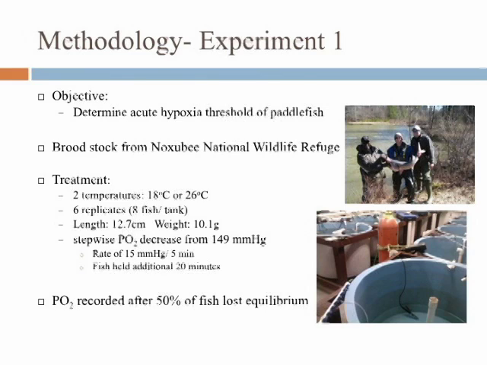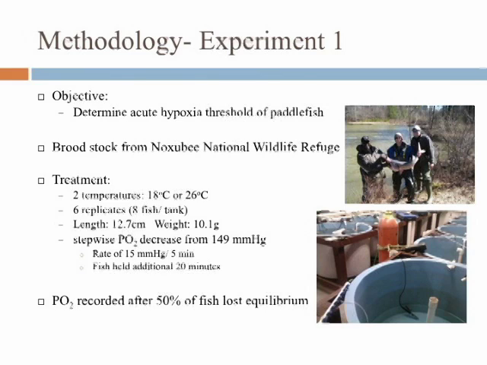We got brood fish, as I said, from the Noxubee National Wildlife Refuge in Mississippi. We had 2 treatment temperatures, 18 degrees Celsius and 26 degrees Celsius. Basically, this is the temperature range for the refuge. We had 6 replicates, 8 fish per tank. The fish were about 10 grams.